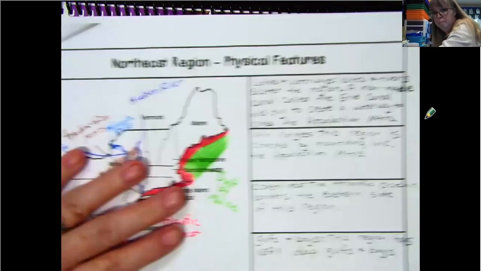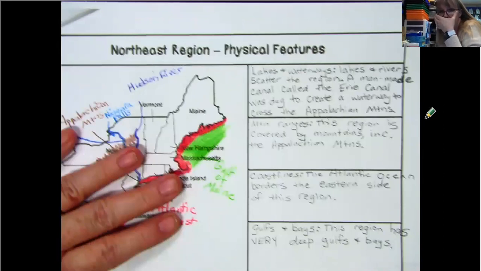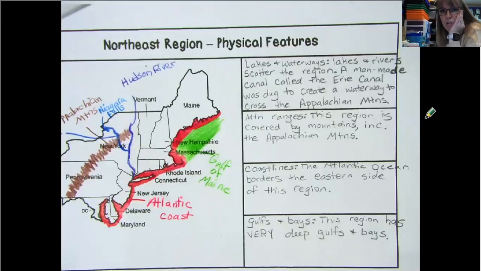Okay, mountain ranges. This region is covered by mountains, including the Appalachian Mountains. Coastlines. The Atlantic Ocean borders the eastern side of this region. In gulfs and bays, this region has very deep gulfs and bays.